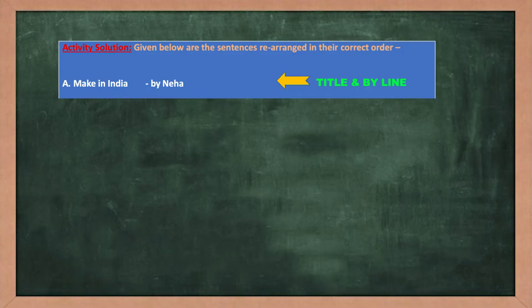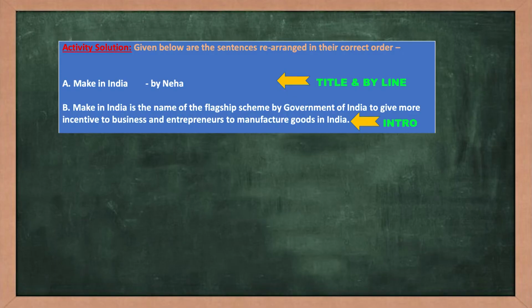Yes, I think the title and byline would come first, of course. Make in India by Neha. Yes, that one was easy. Next, we have to tell the readers what Make in India is all about. So, Make in India is the name of the flagship scheme by the Government of India to give more incentive to business and entrepreneurs to manufacture goods in India. That will come next. Okay, after that?